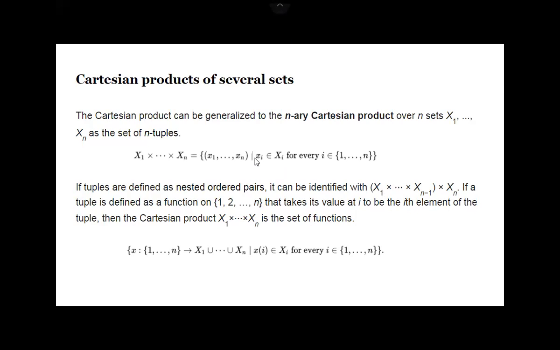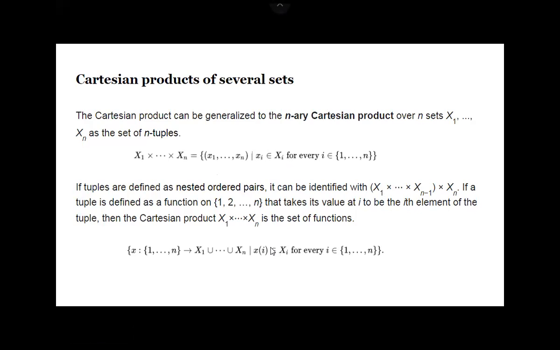See the upper definition. Xi belongs to capital Xi. It is saying, what does it mean? Small x1 will be from the capital X1 set. Small x2 will be from the capital X2 set. Small x3 will be from the capital X3 set. Getting? X1, X2, X3, like this.